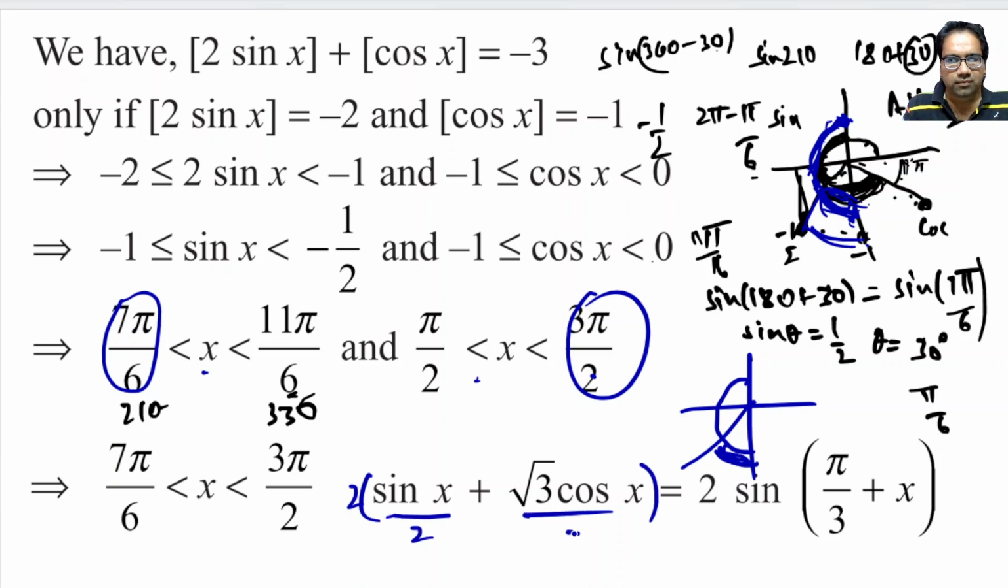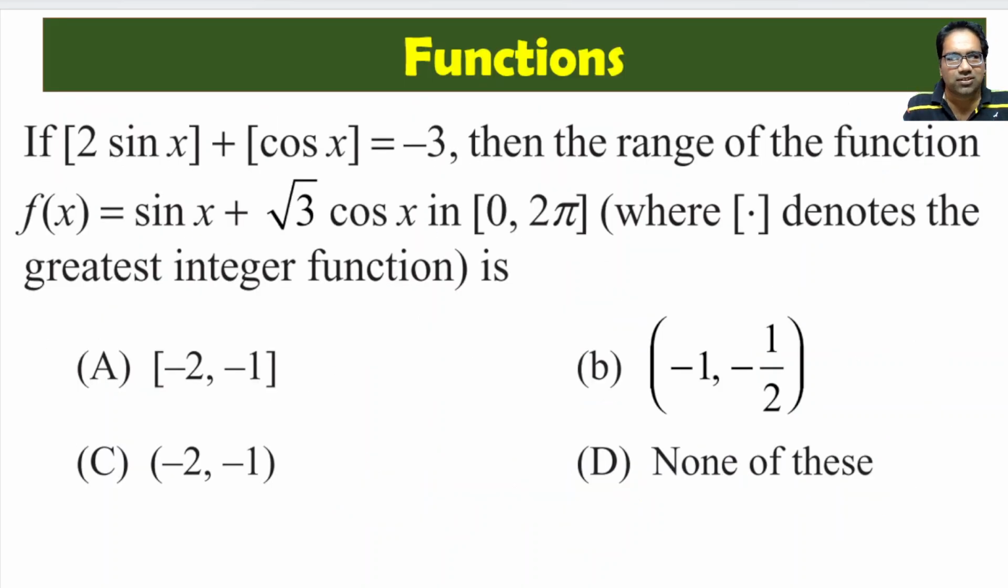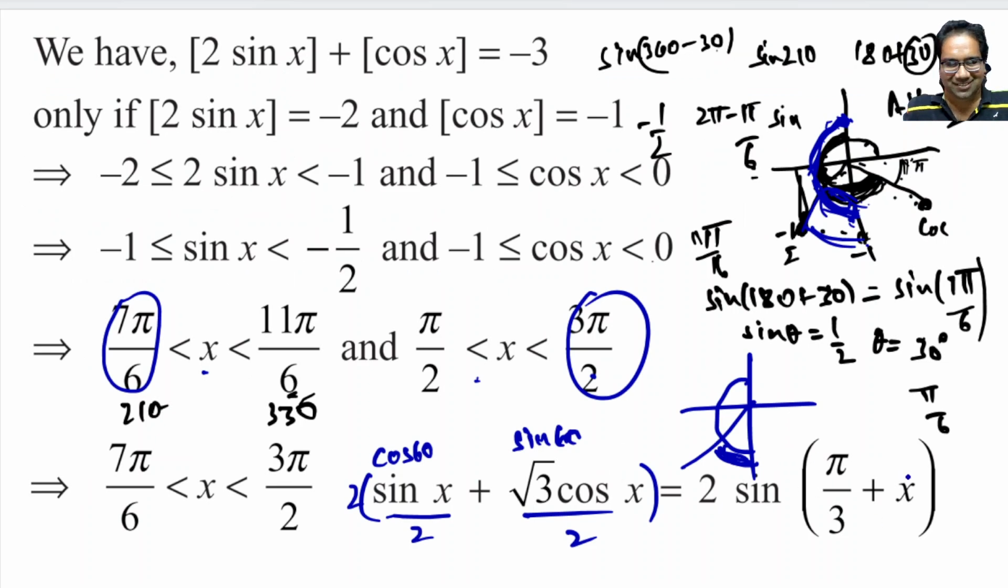Because we have root 3 by 2 and 1 by 2. Root 3 by 2 we can write as sin 60 degrees and half we can write as cos 60 degrees. What does that mean? Sin 60 cos x plus cos 60 sin x, sin a cos b plus cos a sin b. That means we can write it as sin a plus b, that is sin 60 plus x or sin pi by 3 plus x. So the 2 is there outside. So essentially, this function, whatever is given, is equal to 2 sin of pi by 3 plus x.